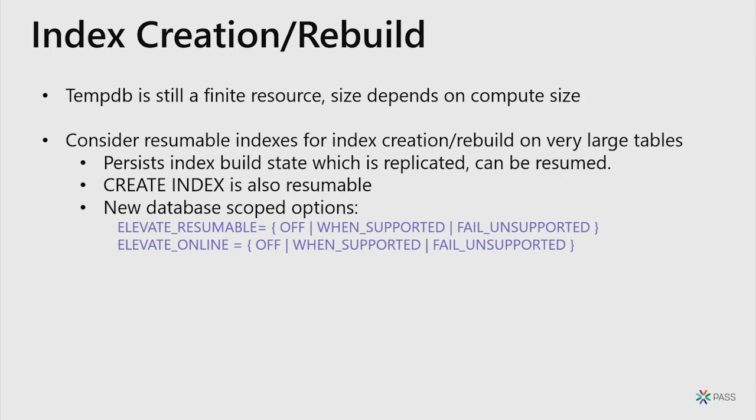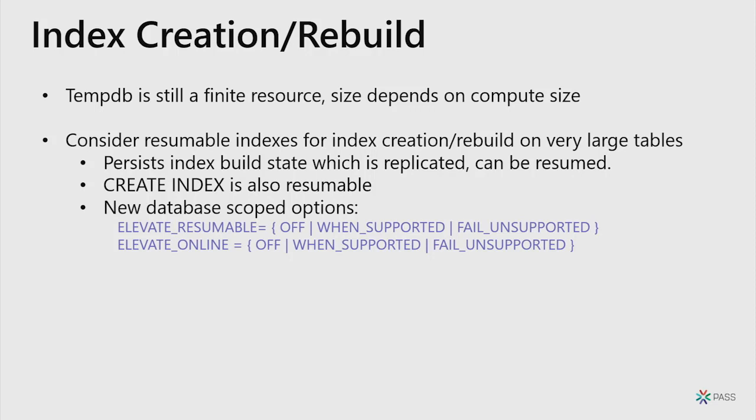Right? So index creation and rebuild. One of the problems with VLDB is you have VL tables, right? Very large tables. TempDB is limited on Hyperscale, just like any other SQL instance, because TempDB is local to compute, right? So there is only so much hard disk space in compute, and so if you're reindexing a table which has a gazillion rows, you're going to get an error after a while saying that TempDB is out of quota, right?